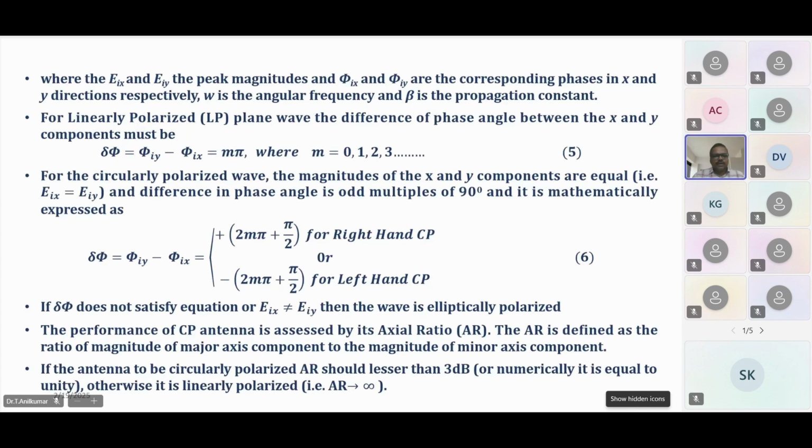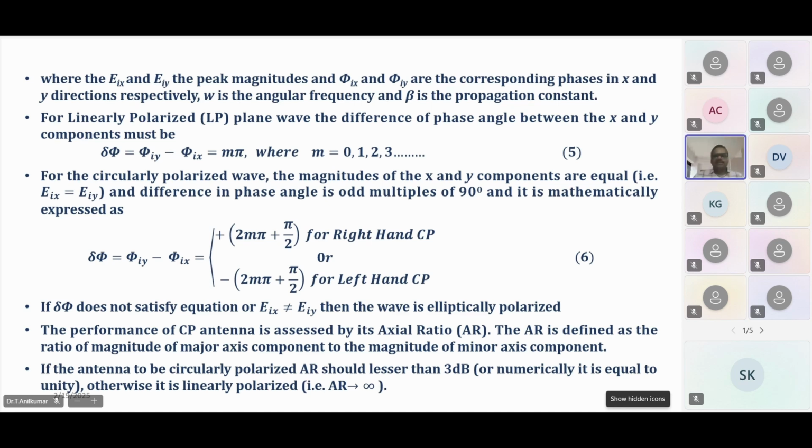So whenever these two orthogonal modes are generated, if it is tending towards the right side, that means the right side of your hand, then it is clockwise. A clockwise direction is called right-hand CP. And if the orientation of the EX and EY electric fields is towards your left hand, that is anti-clockwise, then it is called left-hand circular polarization.